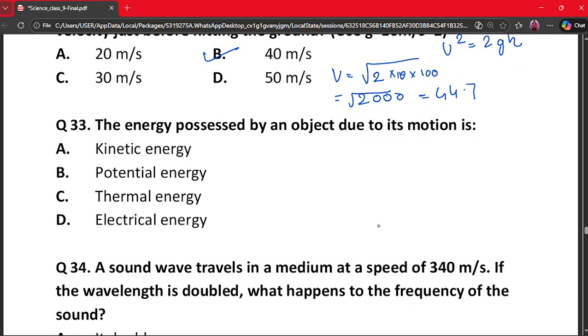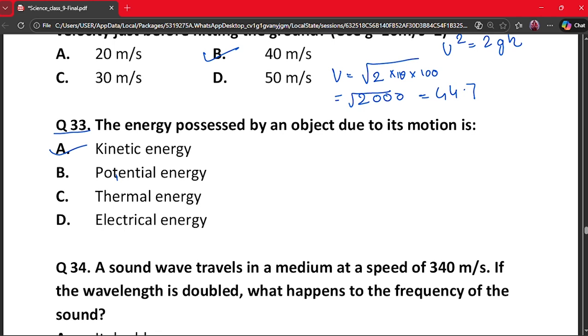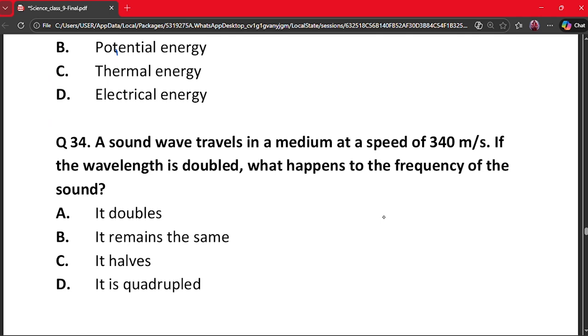Our next question is question 33. The energy possessed by an object due to its motion is A. Kinetic energy, B. Potential energy, C. Thermal energy, and D. Electrical energy. The correct answer is A, because energy possessed due to motion is kinetic energy, and it depends on mass and velocity of the object.